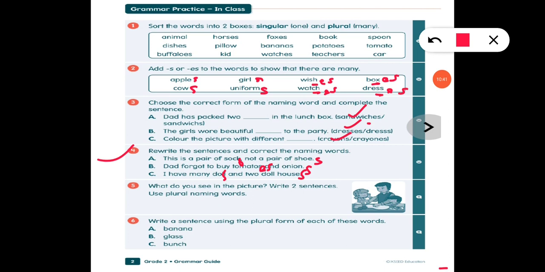There is question 5. What do you see in the picture? Here is a picture. What do you see in the picture? Write 2 sentences. You have to use plural naming words. So what do you see in this picture? So I see a girl and a boy with their father.